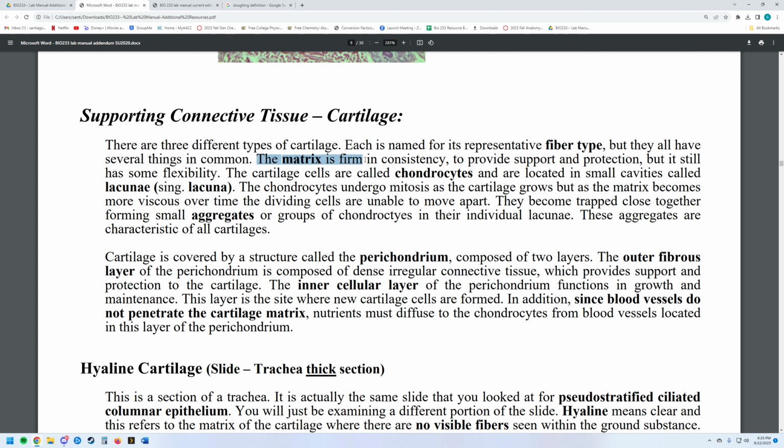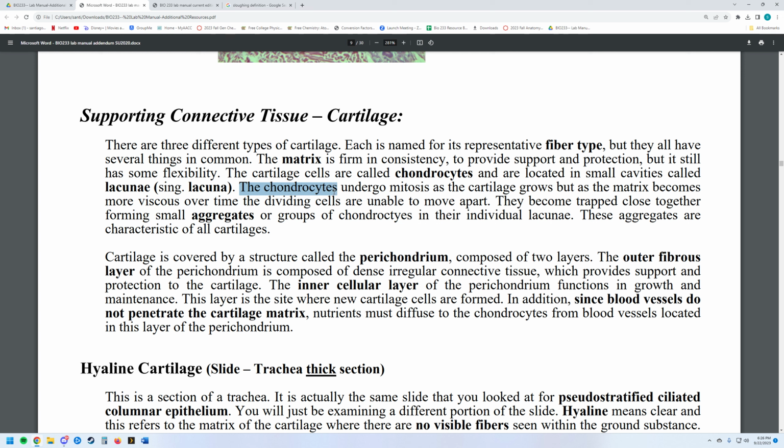First, the matrix is firm in consistency. It provides support and protection, but it still has some flexibility. The cartilage cells are called chondrocytes, like a hypochondriac. Chondrocytes are located in small cavities called lacunae. Oh, lacuna? Lacunae? I'm lost. I'm going to call it lacunae.